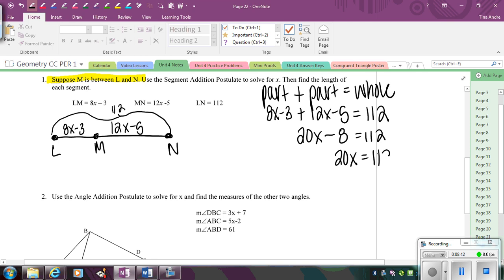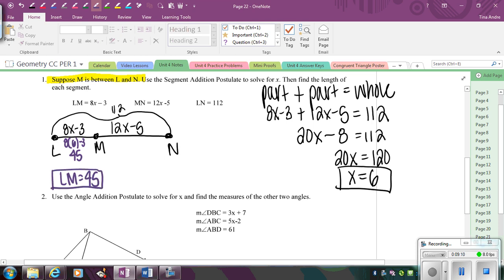So I get 120. And then divide that by 20. So we get x equals 6. So there's the first part. Then it says to plug that in. So when I plug that in over here, it's going to be 8 times 6 minus 3. So you can just plug that in. You get 45. So that means LM equals 45.